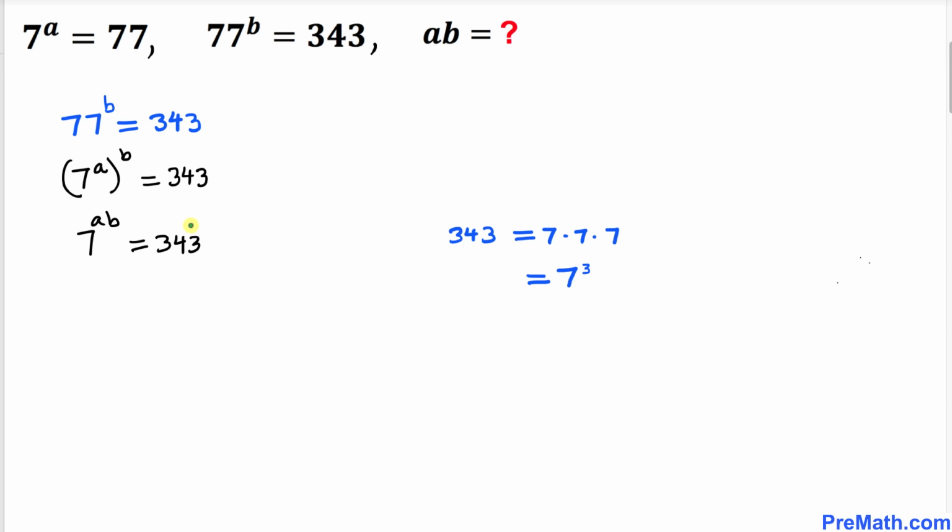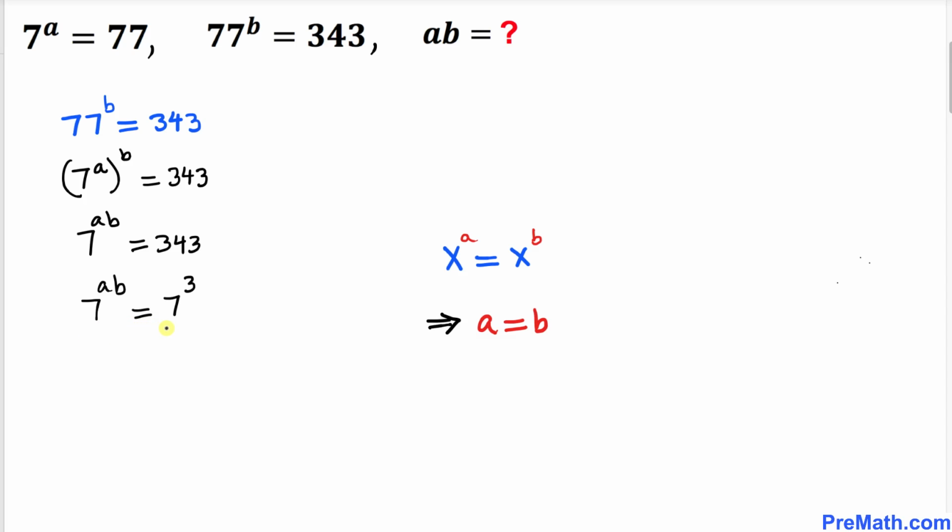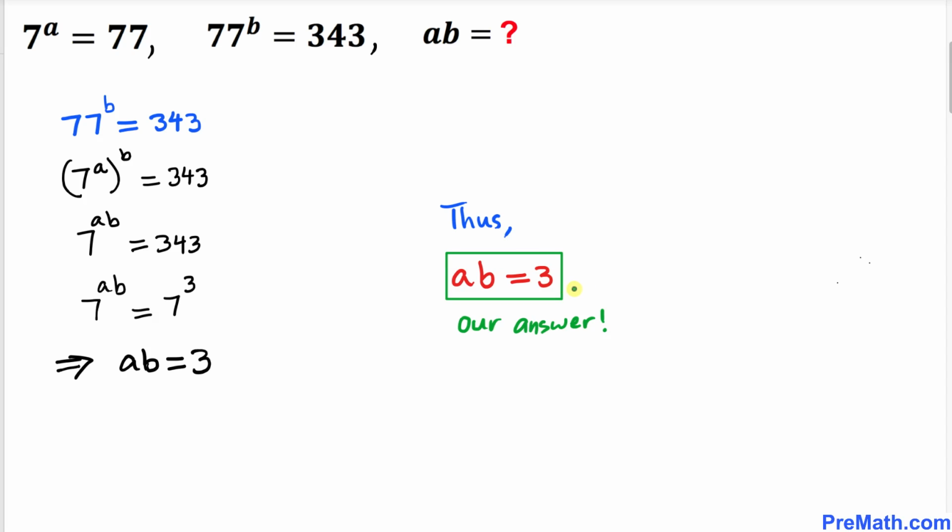Now let's focus on this 343 on the right hand side. We can see that 343 could be written as 7 times 7 times 7, which is the same as 7 power 3. So I can write 7 power ab equals 7 power 3. Now we can see that our bases are the same, so we are going to use this fact. This could be written as a times b equals 3. Thus our a times b value turns out to be 3.